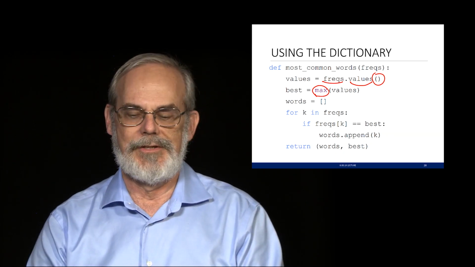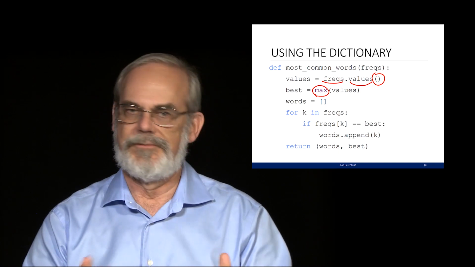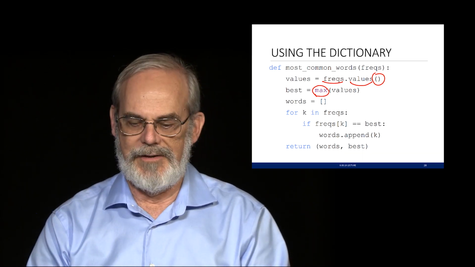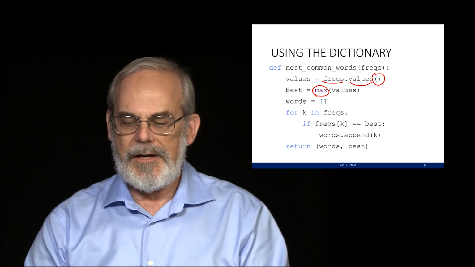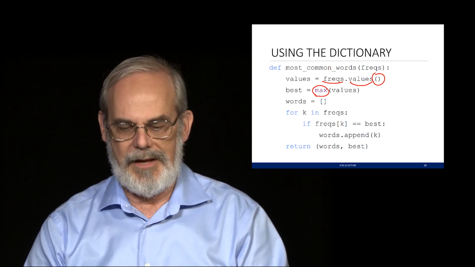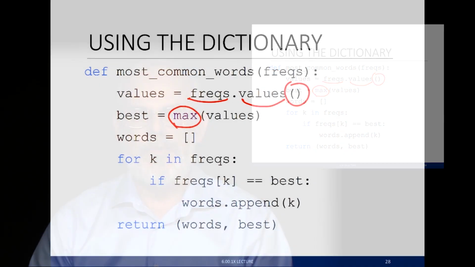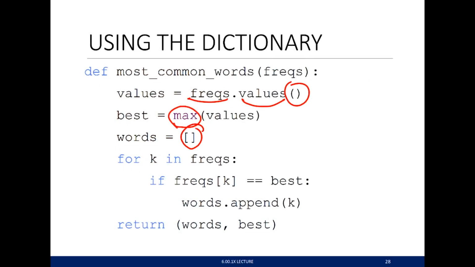Give me all the values in the dictionary. It's now a collection of integers. Just give me the maximum value. Really nice. Now that I know the best, I need to find all the words that have that value. And here I will write the iterative loop. I'm going to set words up initially to be an empty list. And then for everything in the dictionary, I'm going to check: does that entry have the value best? In other words, is it one of the most common words? And if it is, there's that nice mutation of words. Just add it to the end of the list. And when I'm done, I'm just going to return words and best.